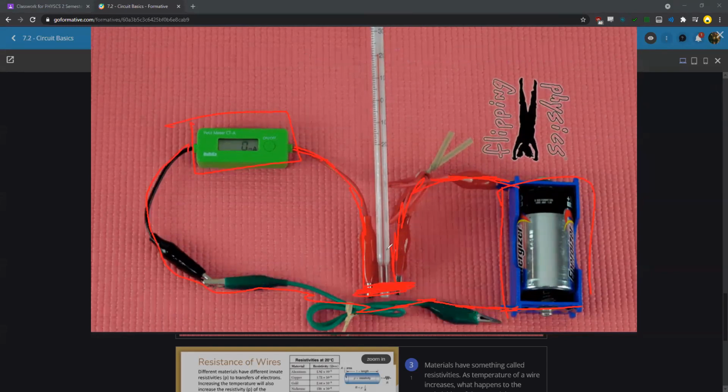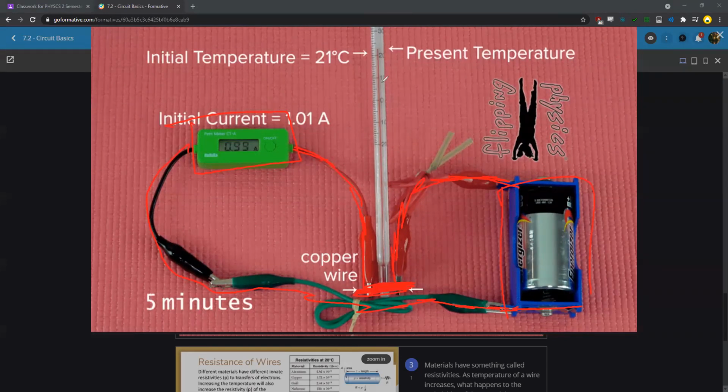What do you notice happens to the thermometer, right? There's a thermometer connected to the wire. What do you notice about the temperature? And what do you notice about your current? The temperature increases, okay. And what else? What happens as your temperature increases?